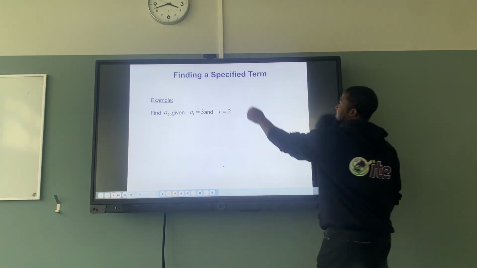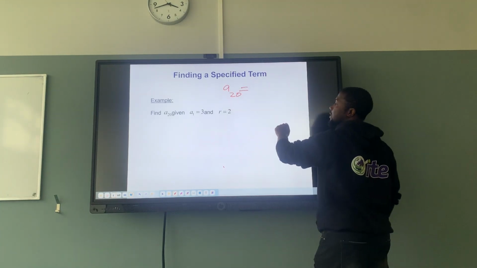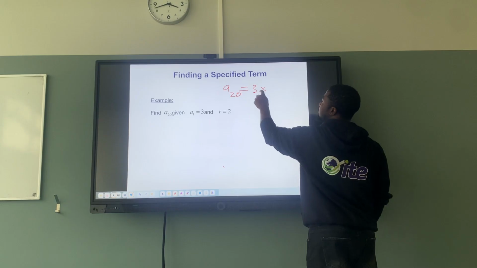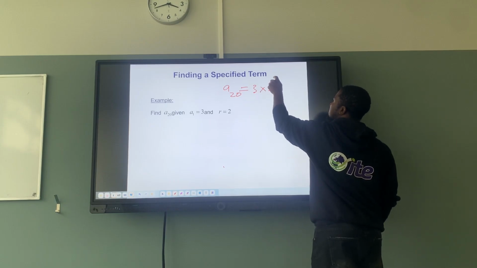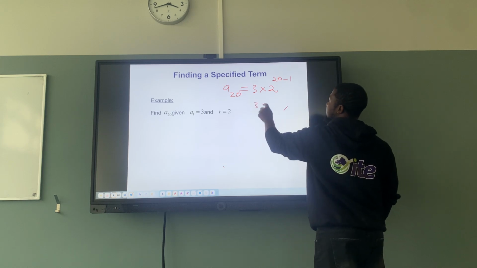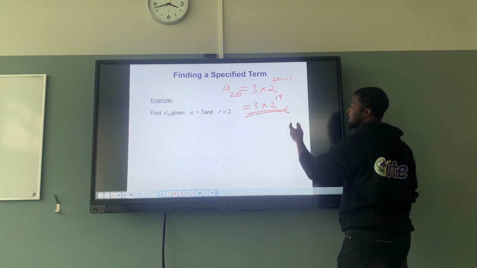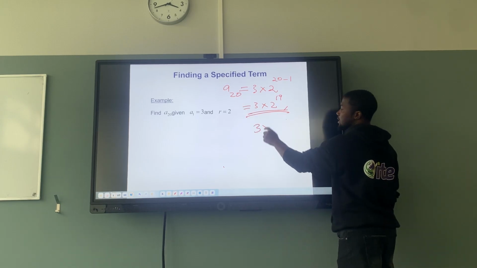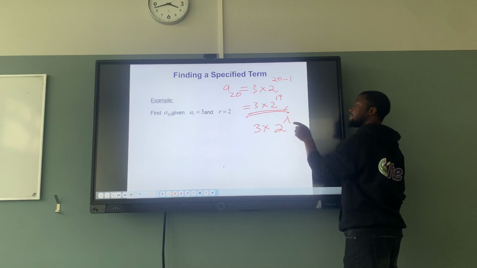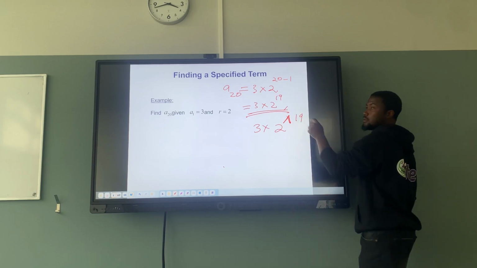a_20 is the 20th term. To find that, this is 3 times 2 to the power 20 minus 1, which is 3 times 2 to the power 19. If you simplify that, you should get the answer. How do you simplify that? This is 3 times 2 to the power 19. On the calculator, press 2, press the power symbol, which is that, then 19.